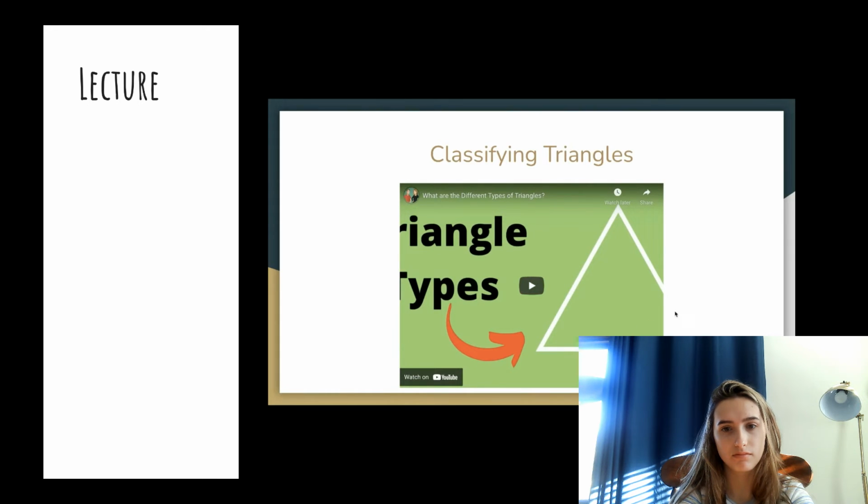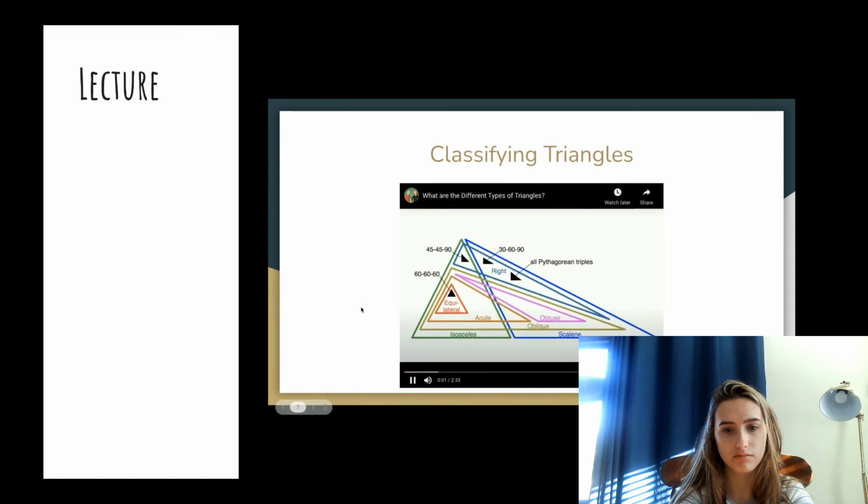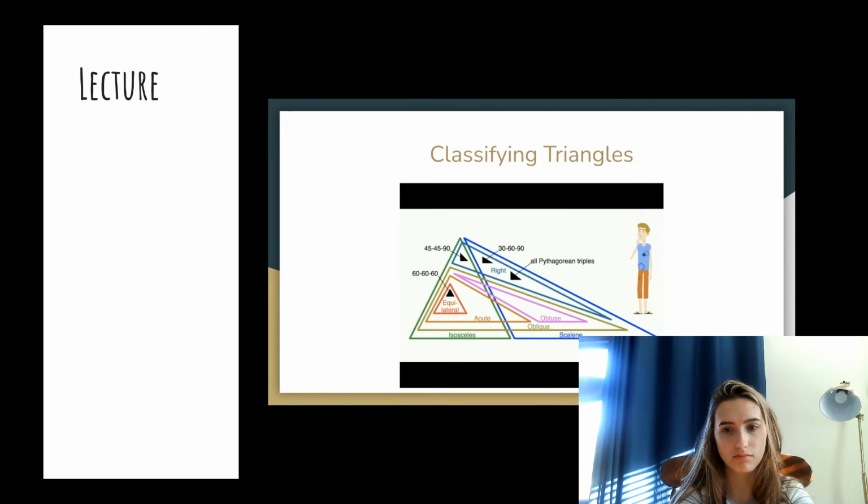So here's a video on classifying triangles. This diagram summarizes the different types of triangles. However, I find it a little confusing. In this video, I will break down the major types of triangles and how they can be classified.